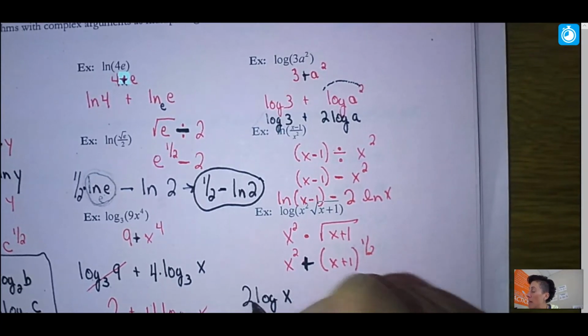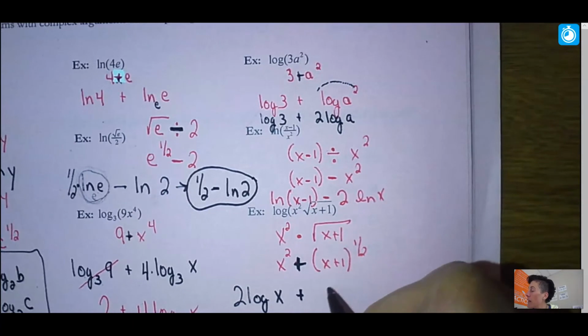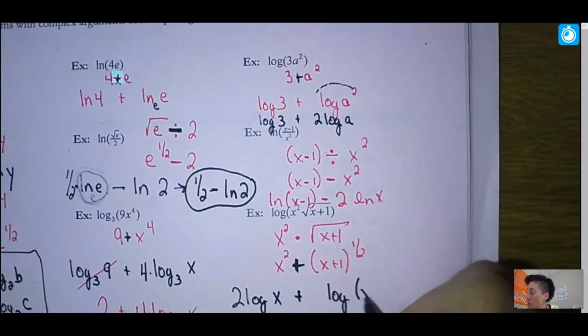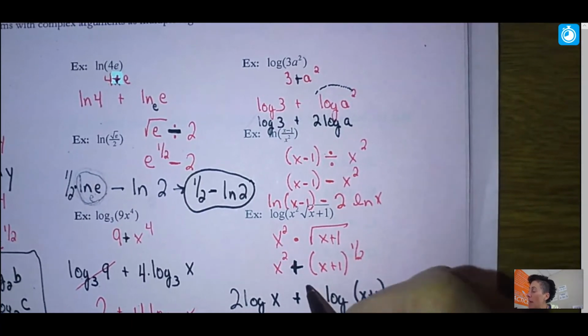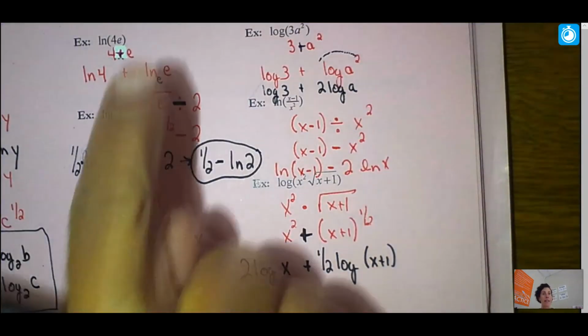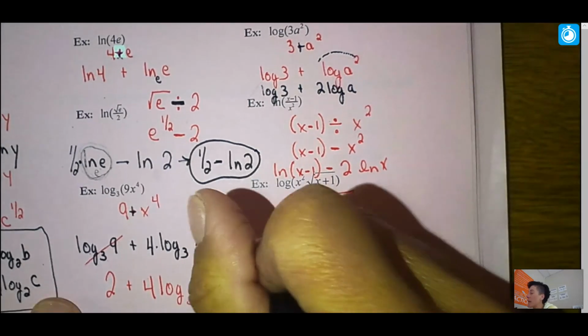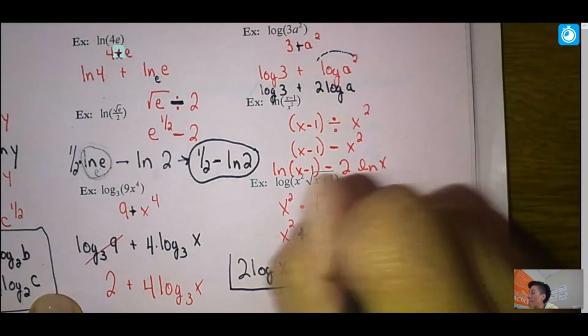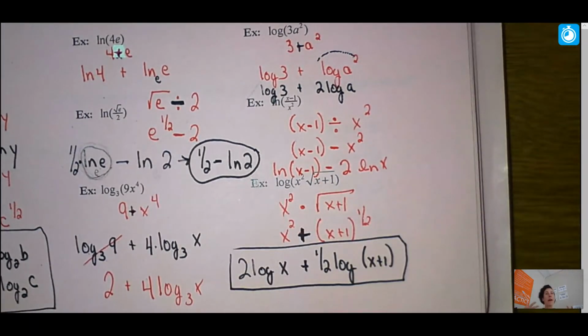Move the 2 to the front. Here comes that plus sign. Here's log. X plus 1 is still there, but move the 1/2 to the front. And none of these are logs that I can simplify like I did in a few other spaces. It's just like this. So those are all different examples of expanding.